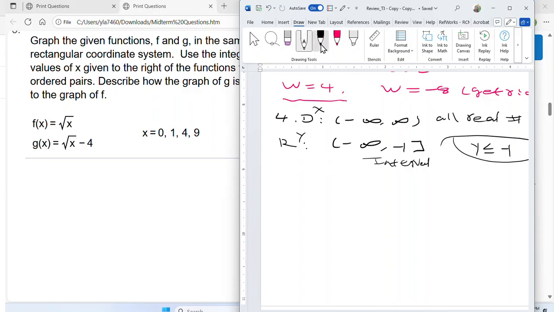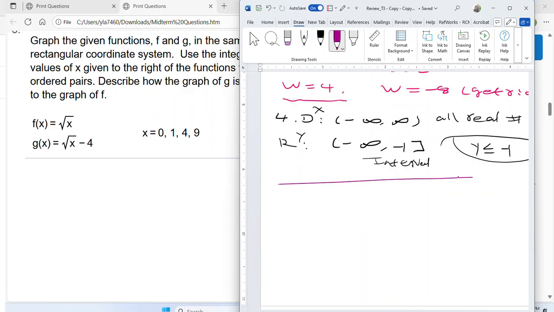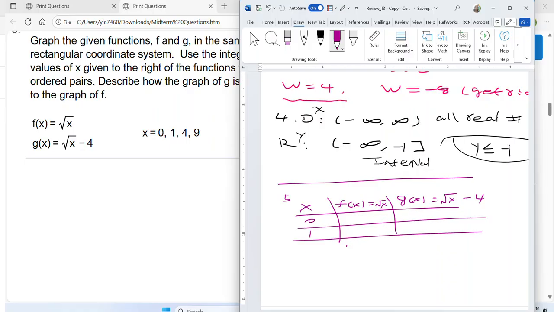Number 5, we can set up the x values. This is f of x, and then we have g of x. g of x is the square root of x minus 4. This one will be just the square root of x. So when x equals 0, 1, 4, and 9, how much is that? The square root of 0 is 0, the square root of 1 is 1, the square root of 4 is 2, and the square root of 9 is 3.